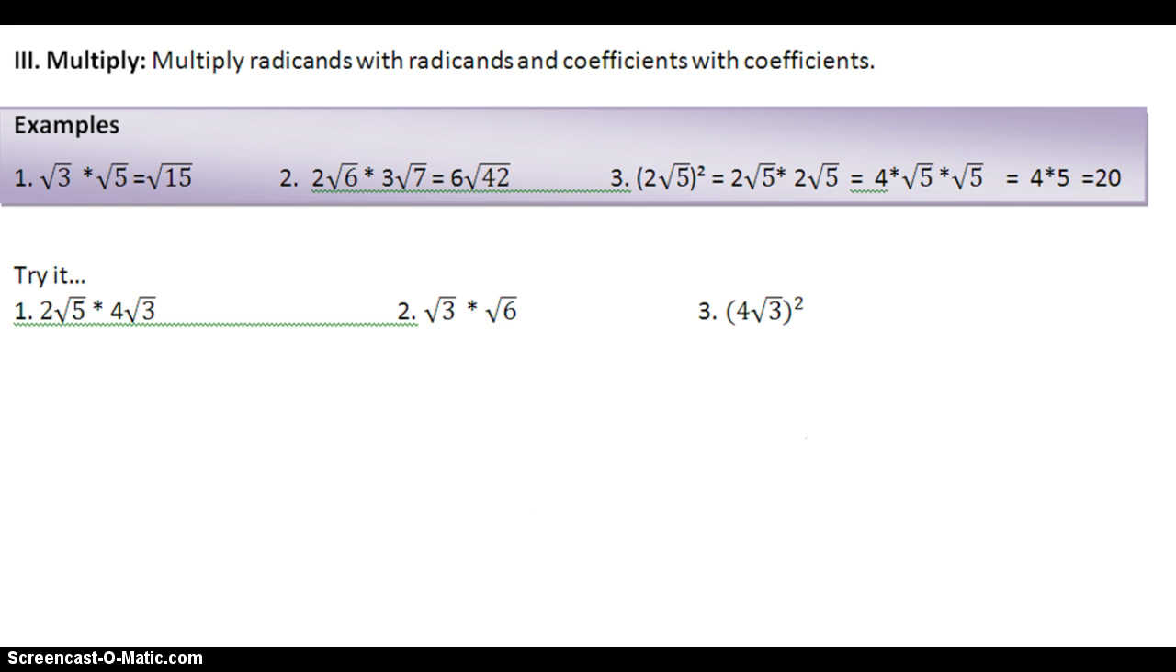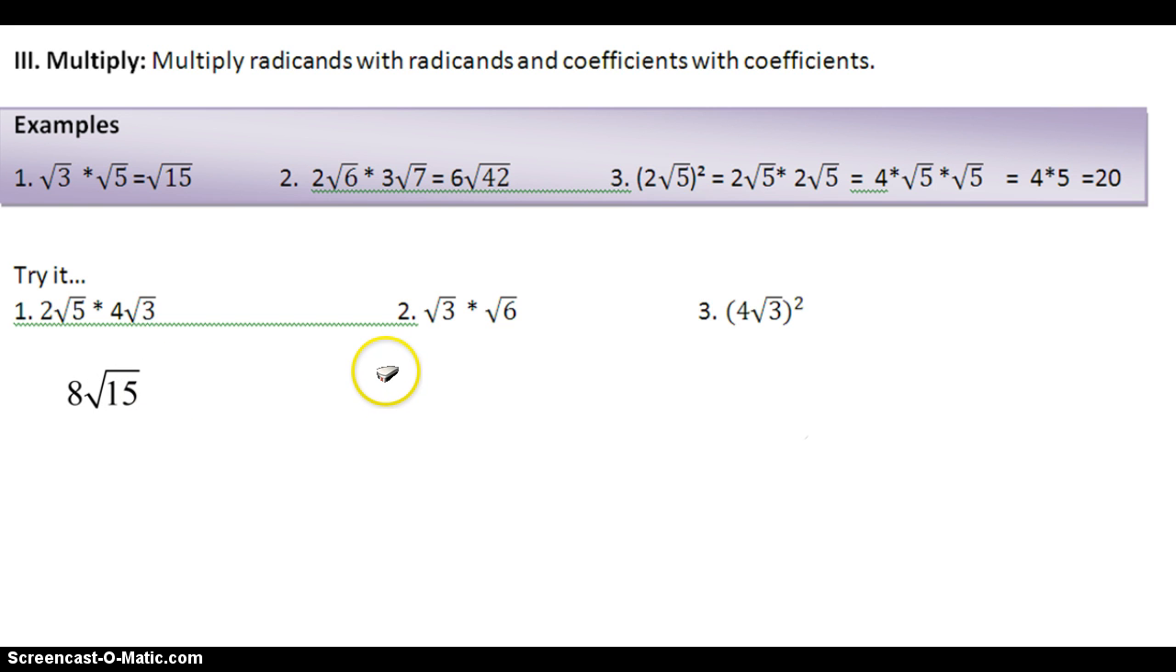Okay, the third area we're trying to recall and brush up on is multiplying. And when we multiply radicals, we have to multiply radicands with radicands and coefficients with coefficients. So if we look at our first example here, we have 2 times 4 is 8, 5 times 3 is 15. I cannot simplify 15, so I'm done.